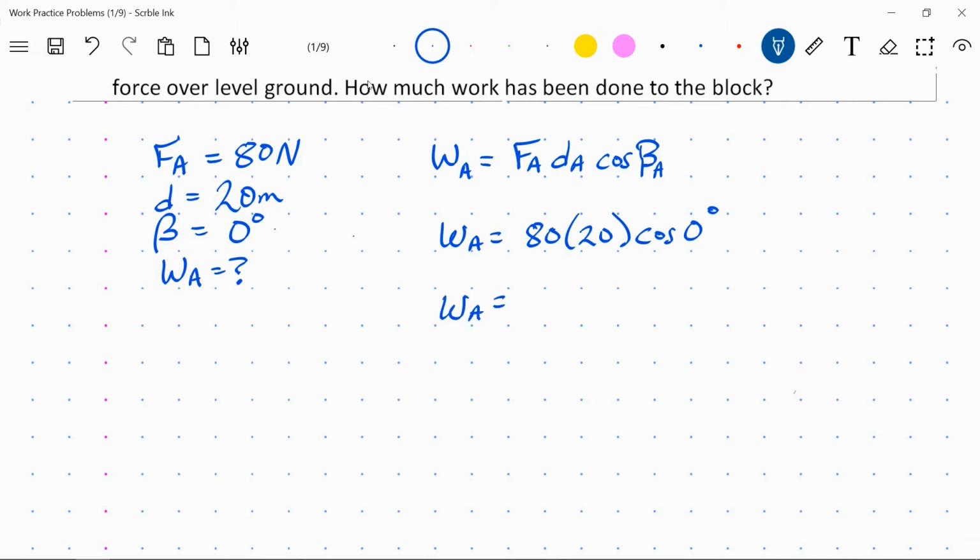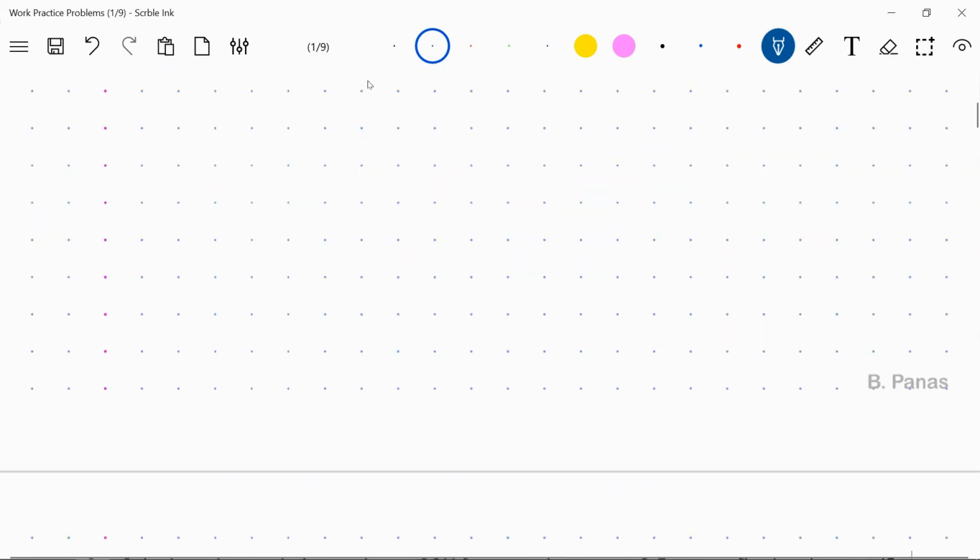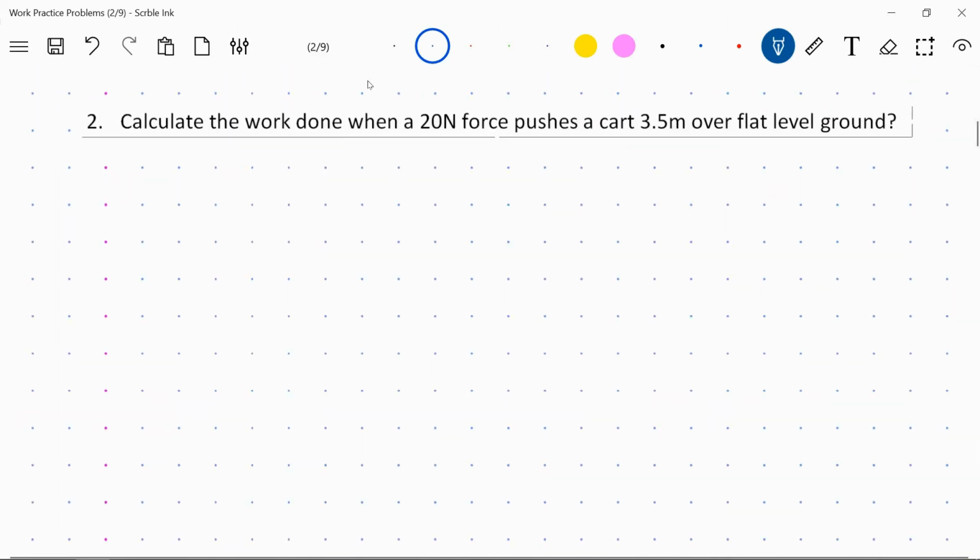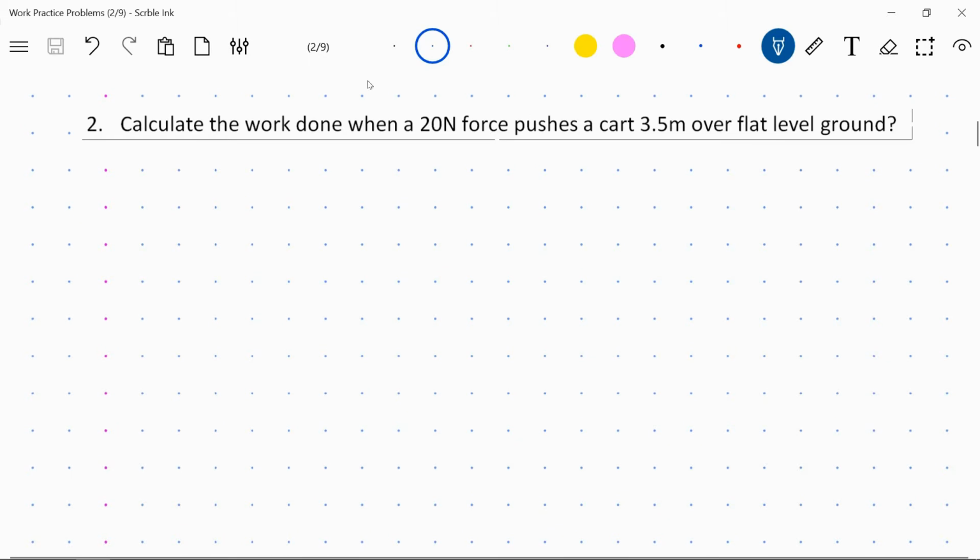So this is going to be an answer that I don't even think I'm going to need a calculator for. 80 times 20 is going to be 1,600, and of course the SI unit of work is the joule. That's it for number one. I'm going to press ahead right into number two. Okay, number two says, calculate the work done when a 20 Newton force pushes a cart 3.5 meters over flat level ground. Basically a repeat of the kind of question that we just did, so let's knock this one off quickly. Calculate the work done.